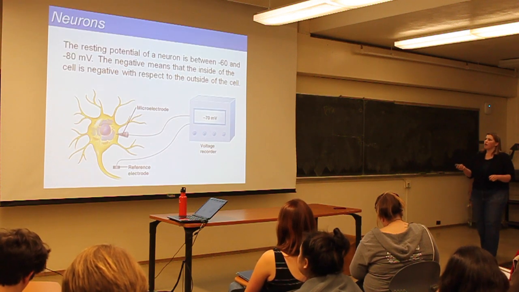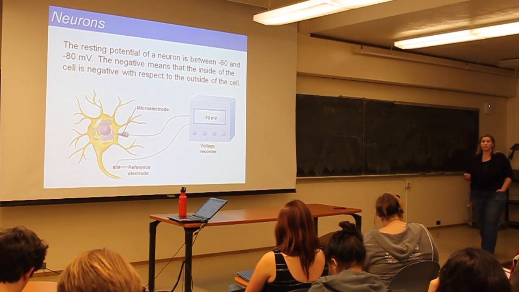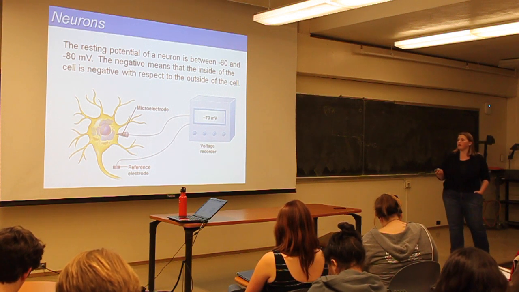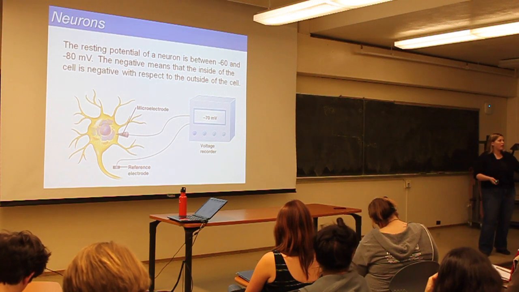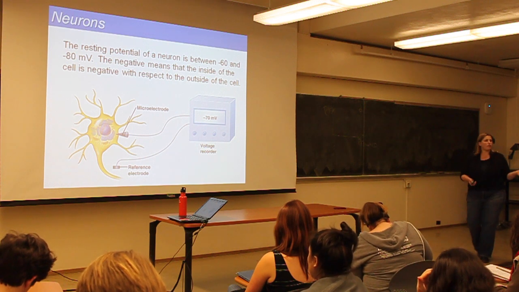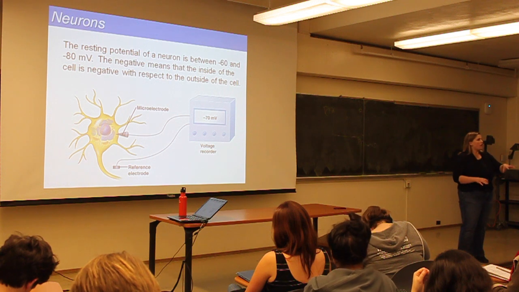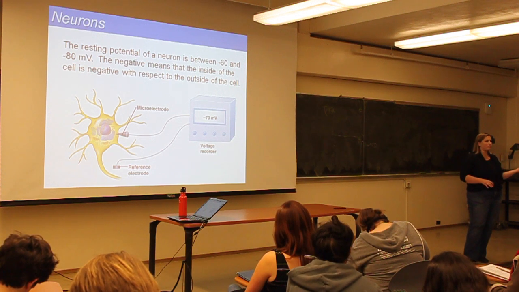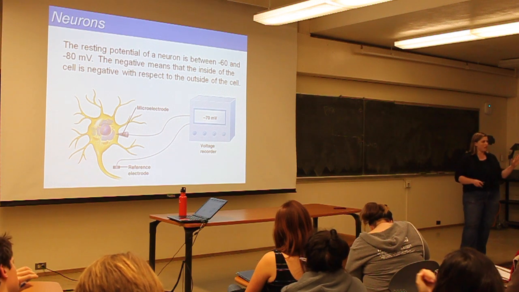Okay, so in our neurons, the resting potential is generally between negative 60 and negative 80. And that negative sign means that the inside of the cell is more negative than the outside of the cell. So in general, that usually means that we have more negatively charged particles inside the cell than we have outside the cell. Okay? Everybody on the same page with that?